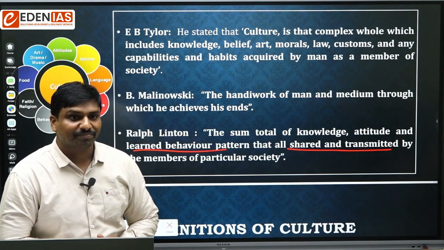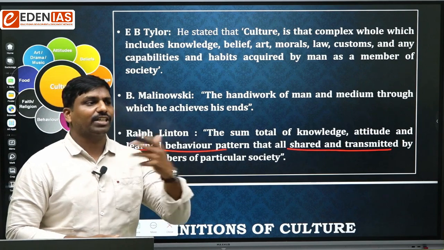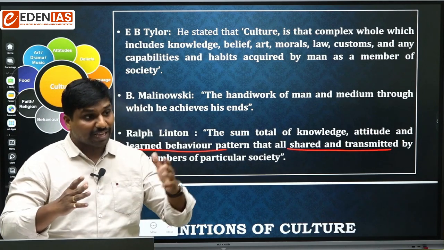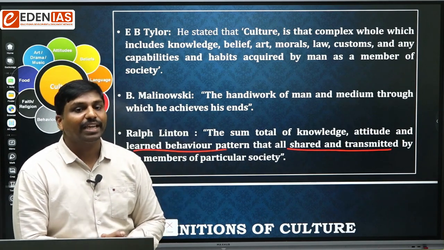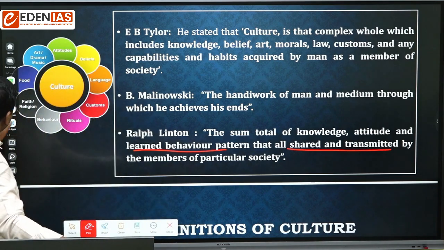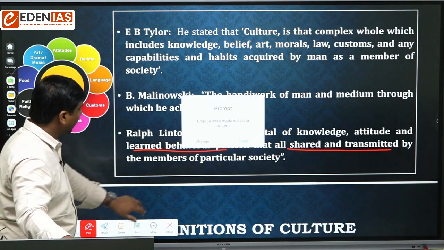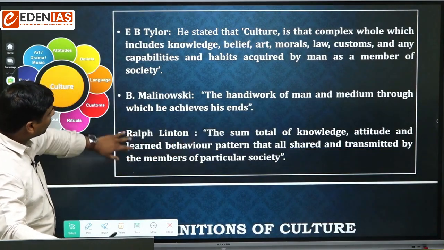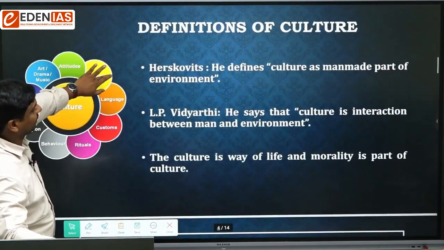Ralph Linton? No, in the sense of which school, meaning the American School of Anthropology. Okay, he belongs to the American School of Anthropology. So remember that. This is one thing you have to keep in mind. Then other definitions have also been there.